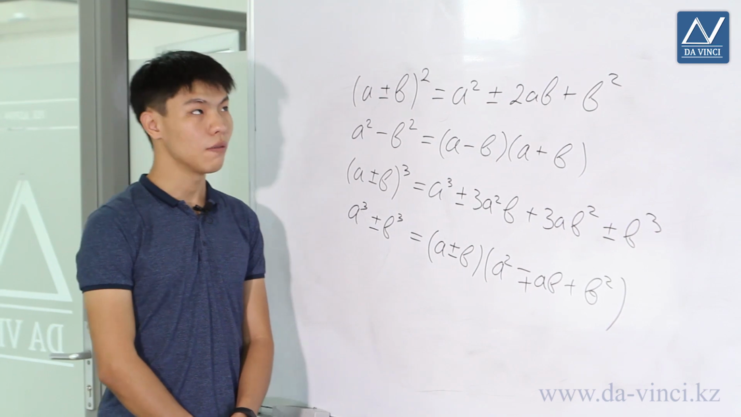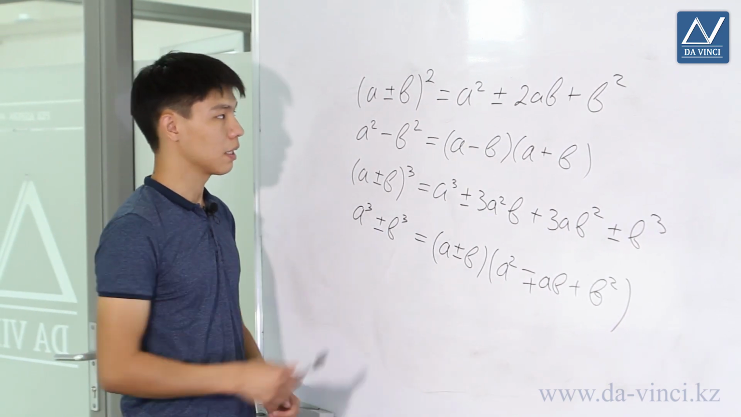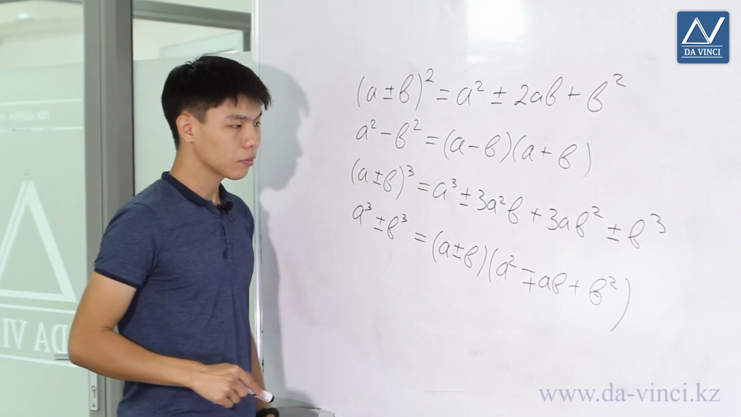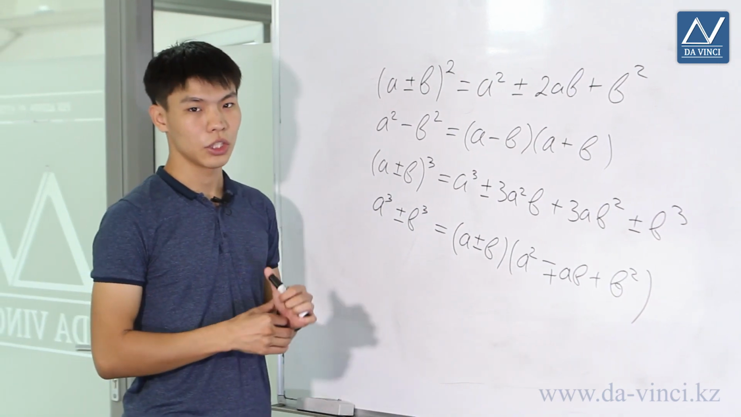We have studied the 7 formulas of reduced multiplication. You see them on the board, with the reduced form. Every student must know these formulas.